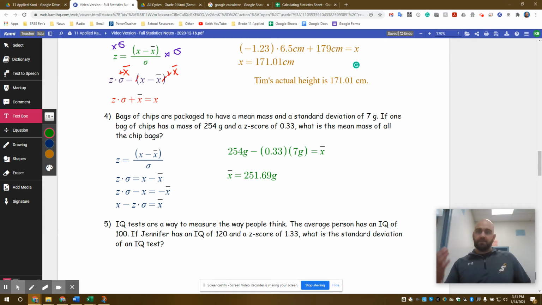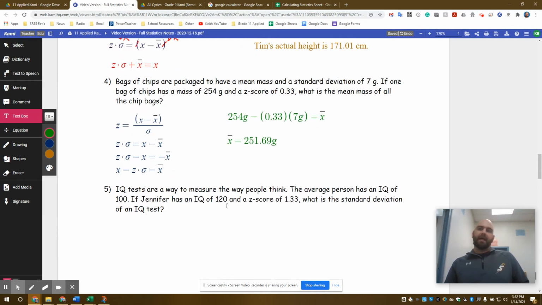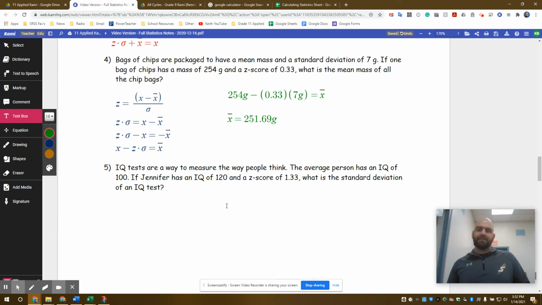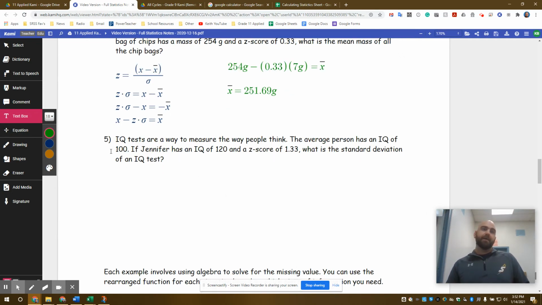So if we're given the other 3 pieces of information, we can find that 4th one using this little equation here. This one's to find the data point, this one's to find the mean. Lastly, we want to find the standard deviation. Can we solve for the standard deviation?